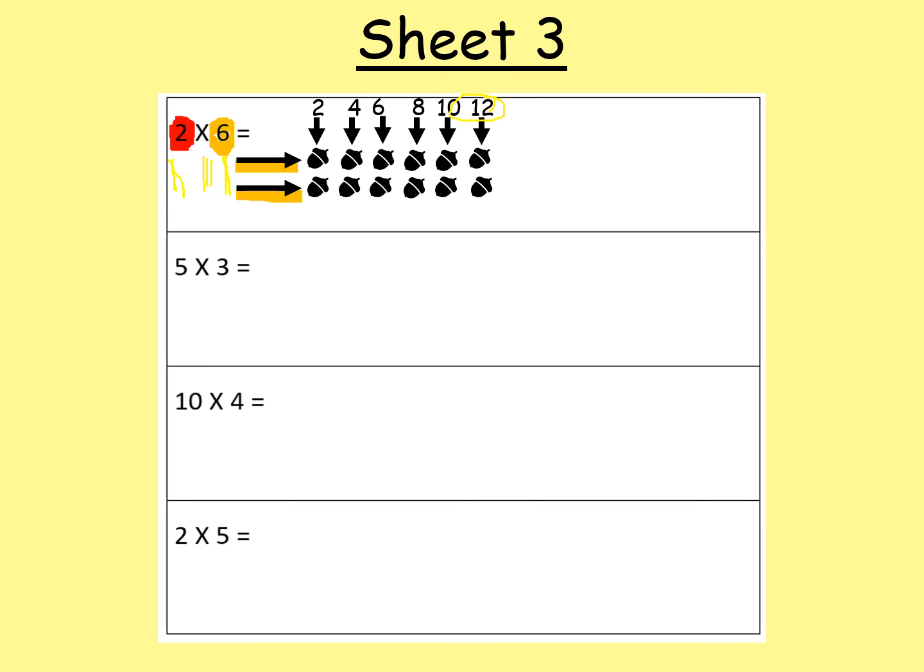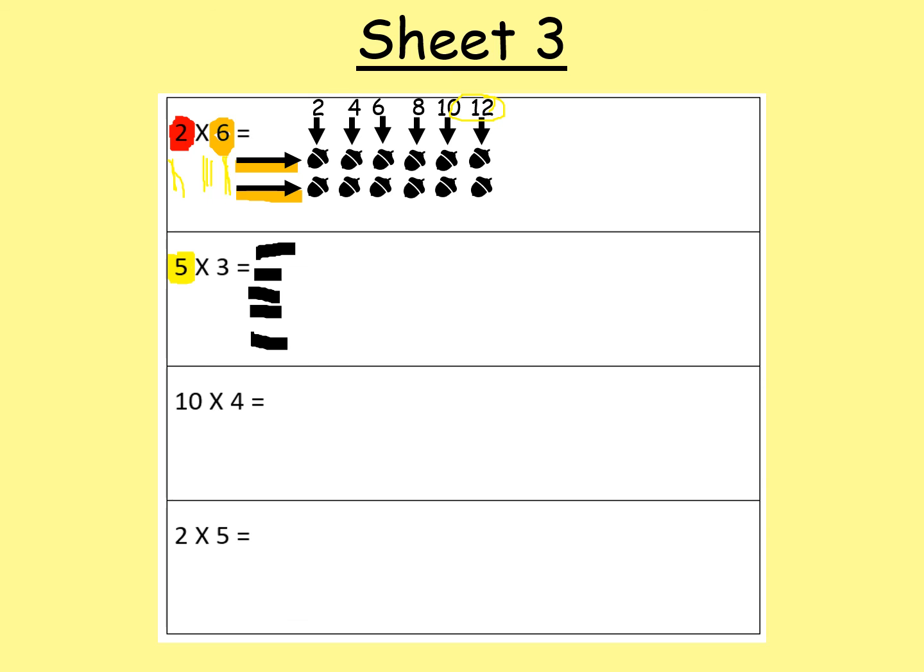You can draw the picture to help you. Let's just start the next one together and then you can carry on. Right, so the next one is 5 times 3, 5 lots of 3, 5 groups of 3. So we know we need to have, how many groups, children? We need to have 5. So we could have 1, 2, 3, 4, 5. But how many am I going to put in each group? Yes, I need to put 3 in each group.